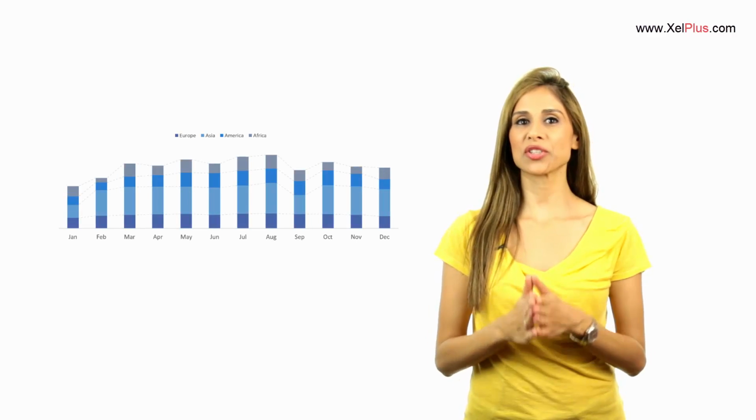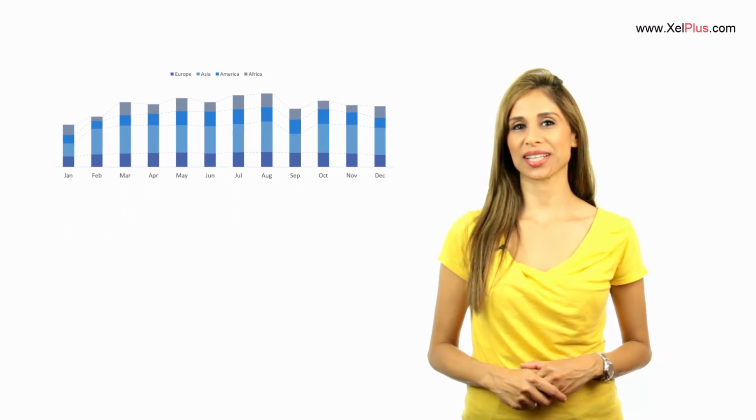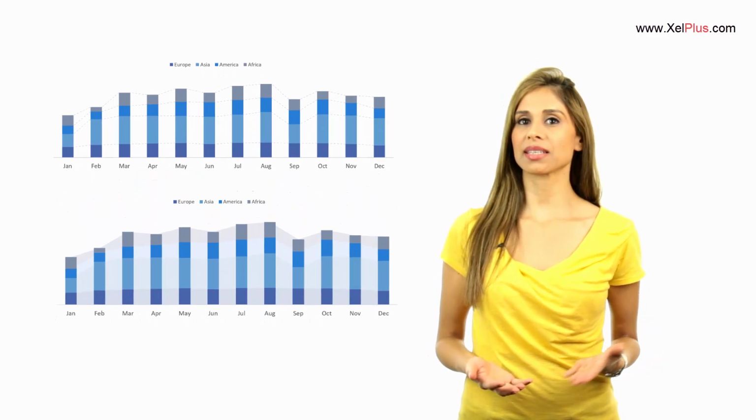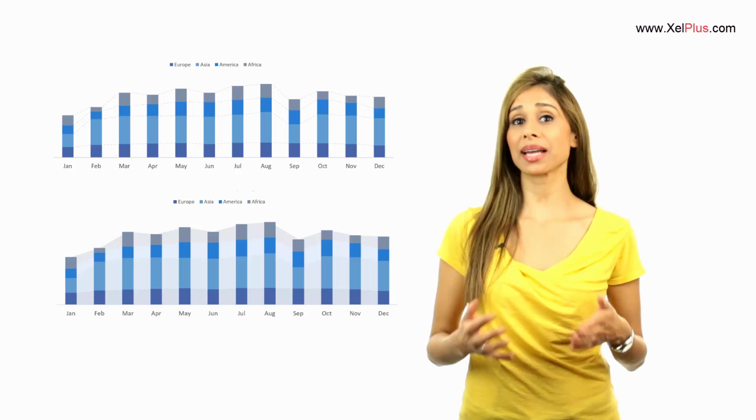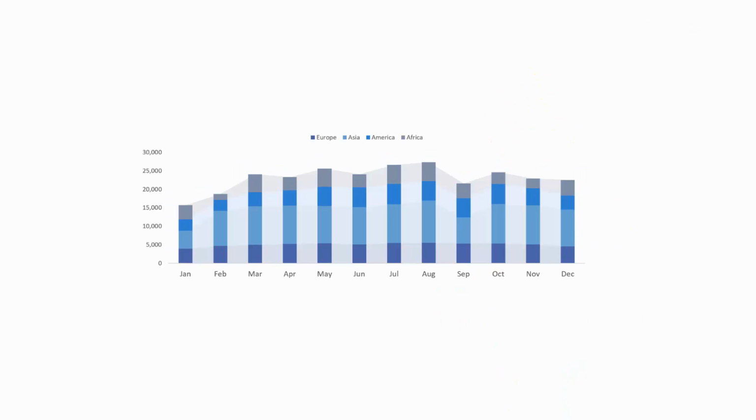In this video, I'm going to show you how you can add connecting lines to stacked column charts. Or instead of connecting lines, you might want to add a faint background or shaded areas to each of the stack sets. So instead of them looking like this, they're going to look like this.